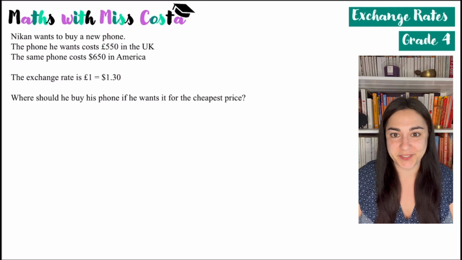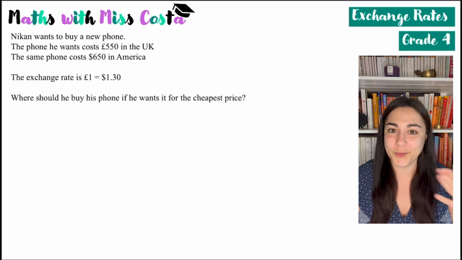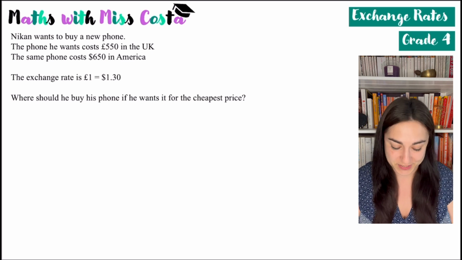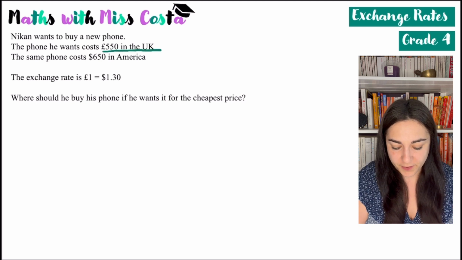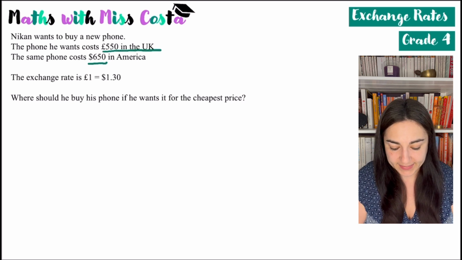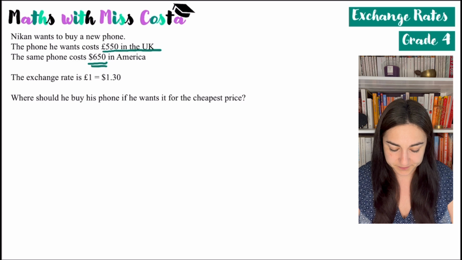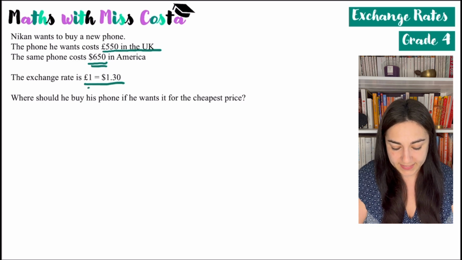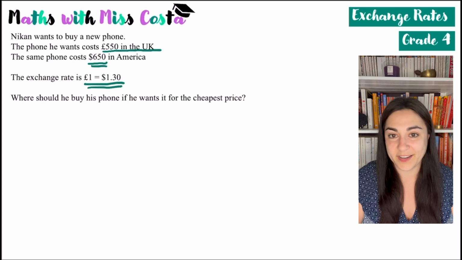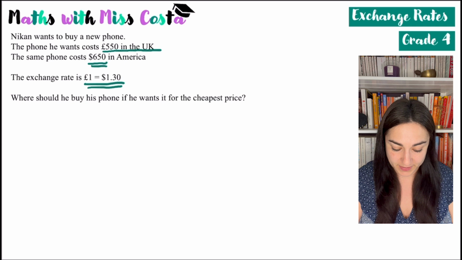Okay, so here's an exchange rate question, and exchange rates are used all the time in the real world, so it's helpful to know them. So Nikan wants to buy a new phone. The phone costs £550 in the UK and $650 in America. The exchange rate is £1 is $1.30. And where should he buy his phone if he wants to buy it cheapest?